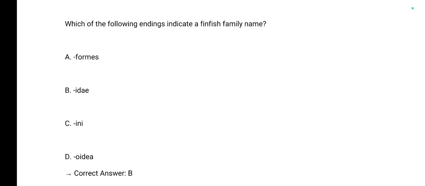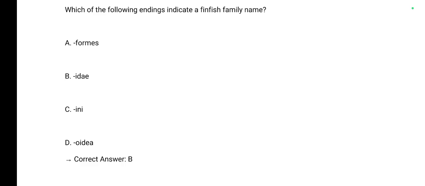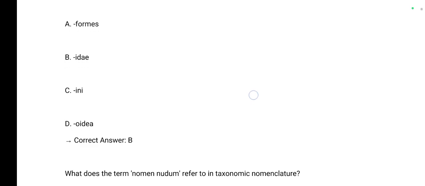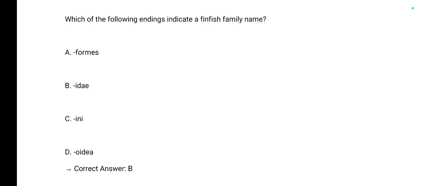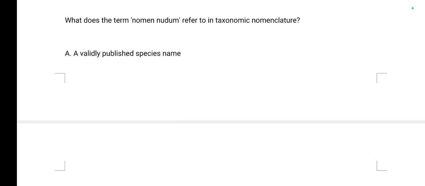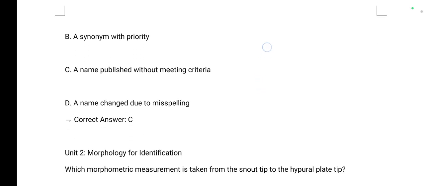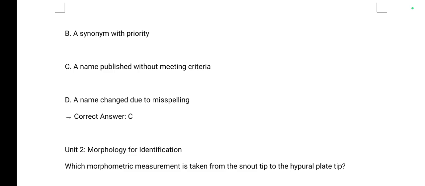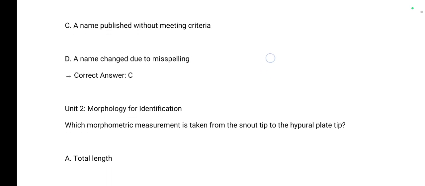Which of the following endings indicate a finfish family name? So the correct answer will be option B, IDAE. For example, Cyprinidae. What does the term nomen nudum refer to in taxonomic nomenclature? So the correct answer will be option C, a name published without meeting criteria.